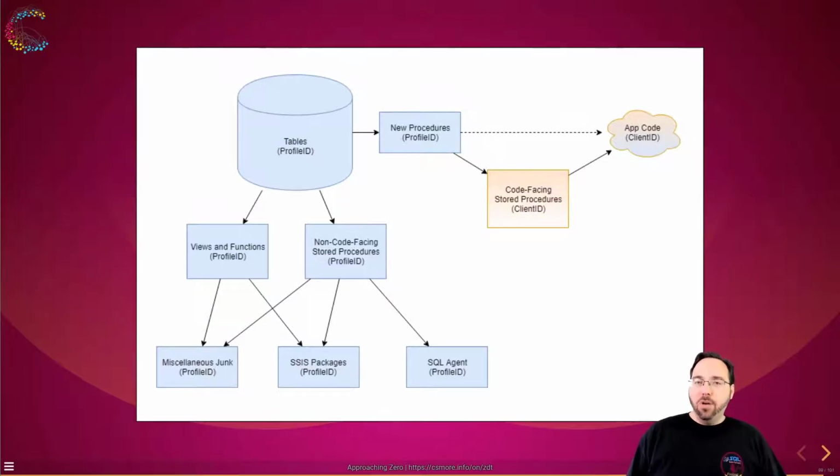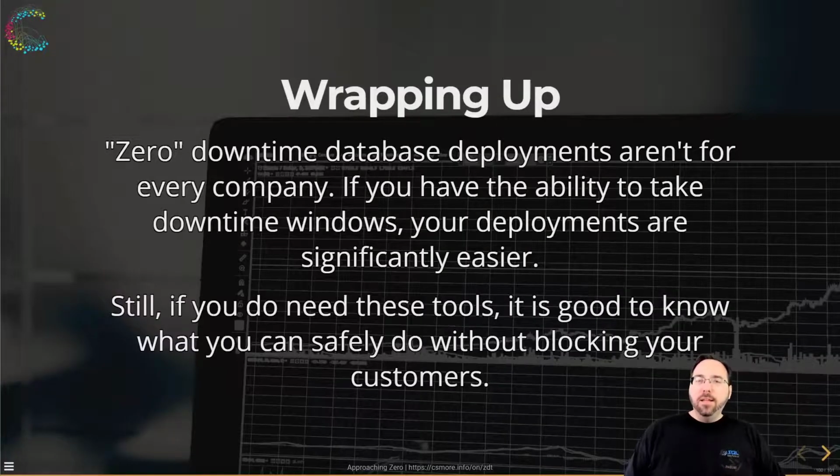So new application code knows that profile ID is a thing. Old code is still looking at client ID. As those procedures change, as we version those procedures and support new things for the developers, they're using profile ID. So basically that code-facing stored procedures block gets smaller and smaller over time, and our application code goes more and more blue instead of orange. This was, by the way, something that application code took literally years to finalize. And frankly, there's probably still parts in the app code that are still saying client ID.